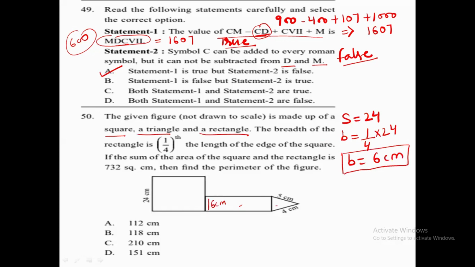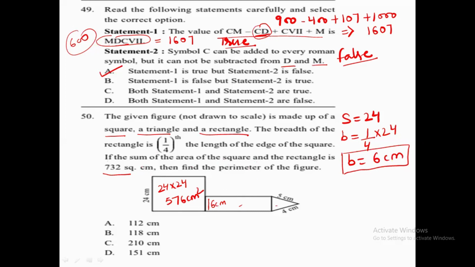Now in the question, it is given that the sum of the area of the square and the area of the rectangle is 732 square centimeter. As we know, the area of the square is side times side, which is 24 times 24. When we multiply it, we get 576 centimeter square, the area of this square. And the area of the rectangle, we do not have the length.